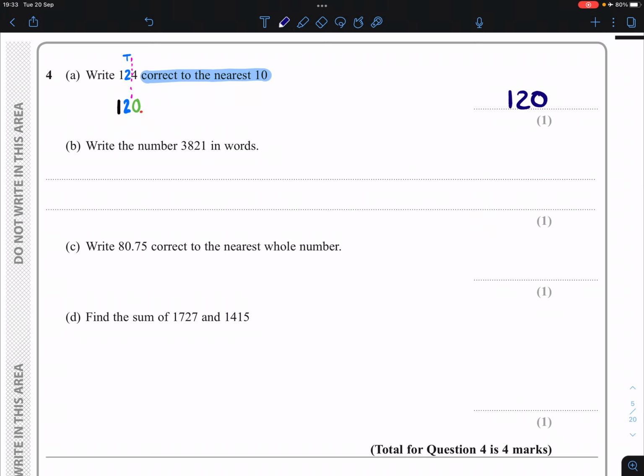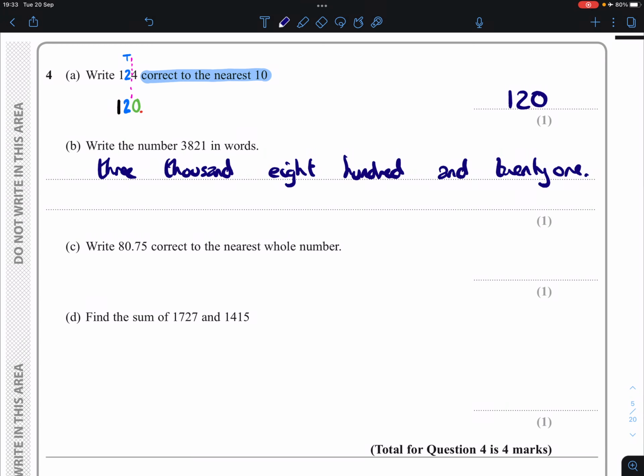Next part, write the number, basically what I'm saying here, 3,821. So you'd need to write that out in words. 3,821. 821. 21. Next part, write 80.75 correct to the nearest whole number.